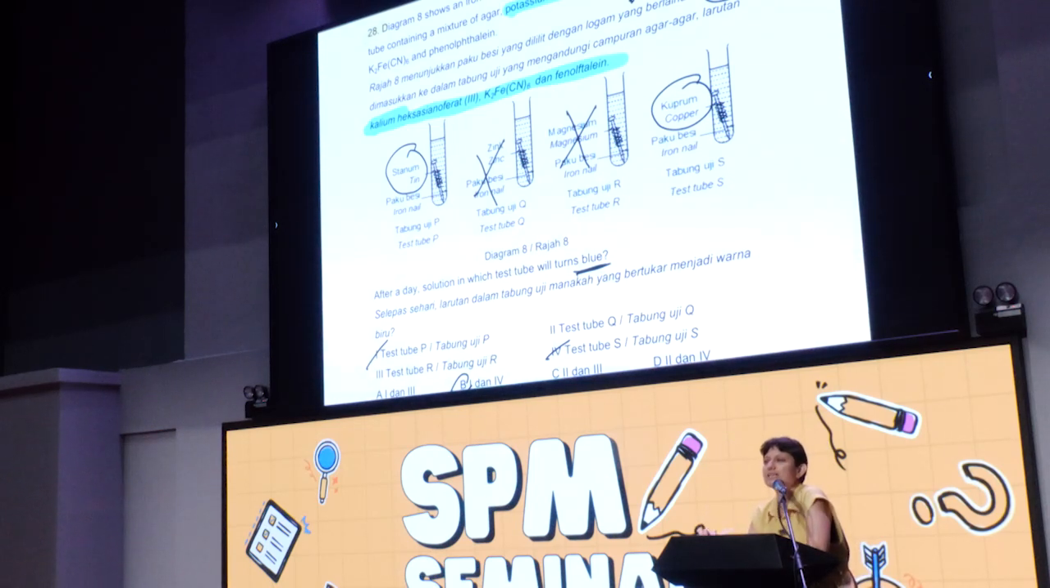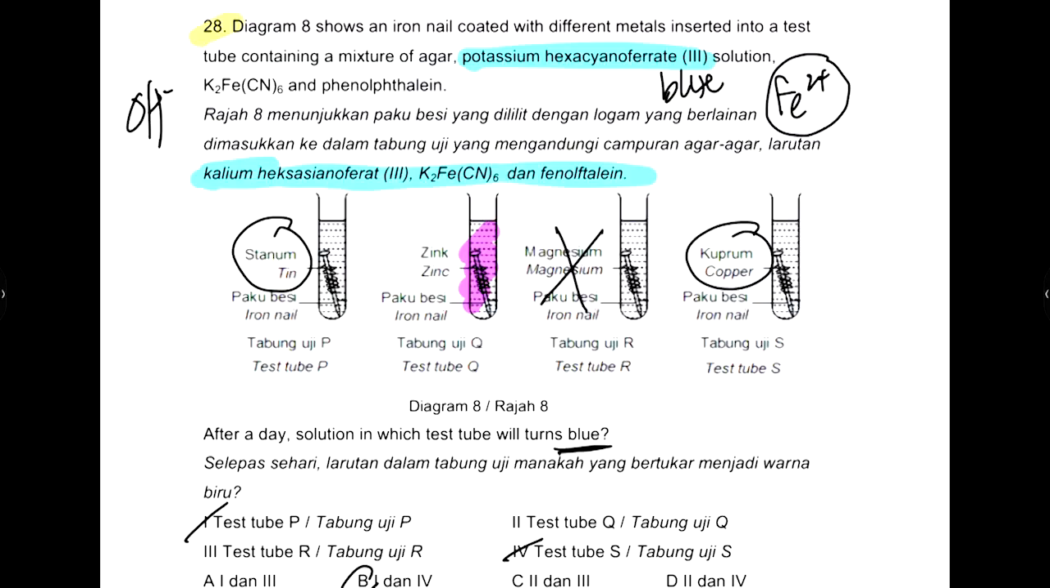Soalan ini selalu ditanya dalam soalan essay. Kenapa tabung uji P ada warna biru? Kenapa tabung uji Q tak ada warna biru tapi ada warna merah jambu? This one got no blue. But this one will turn pink. Phenolphthalein, there is hydroxide ion. Okay? There is hydroxide ion, that's why it turns pink. Got it? Can? Okay.